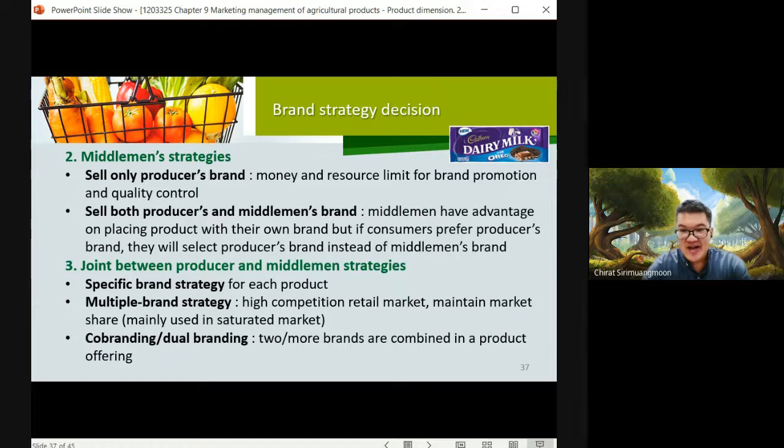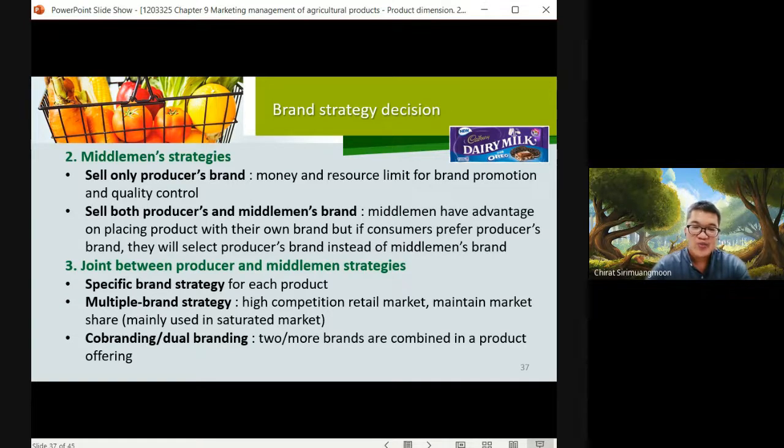So if you have a very saturated market, like a product that has existed for a long time, you need to create another brand in the same company to fight for or to gain more market share. We have this a lot in situations that have high competition in the retail market, and we do multiple brand strategy in order to maintain the market share.